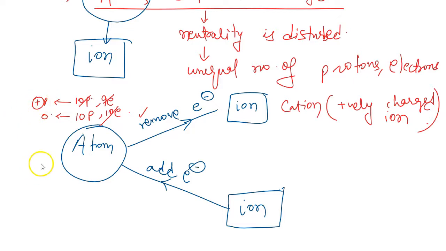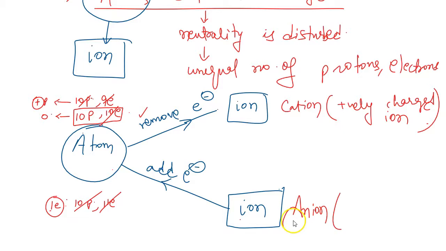which will make it positively charged. Similarly, if you add 1 electron to these 10 protons and 10 electrons, you will get 11 electrons and 10 protons. So 10 protons will nullify 10 electrons, but 1 electron will be left in excess, and this excess electron will make the atom negatively charged, and we call that an anion. So a negatively charged ion, we call an anion.